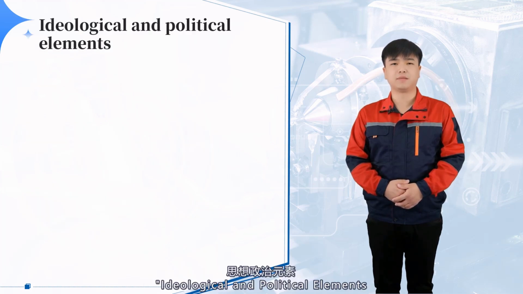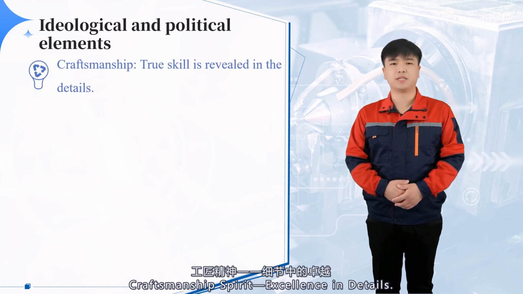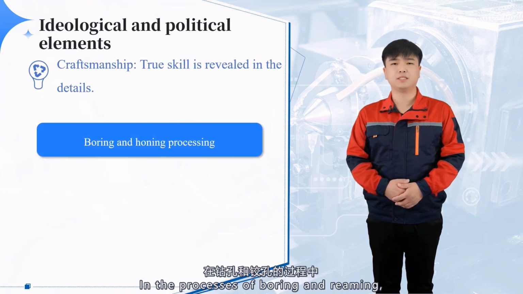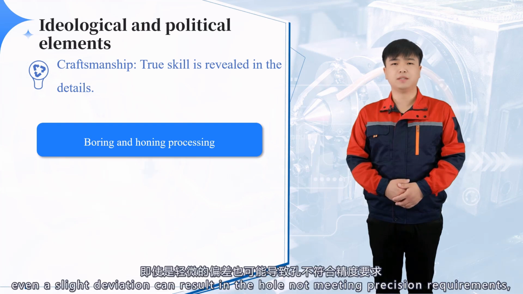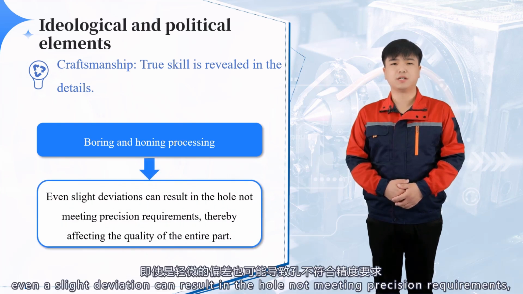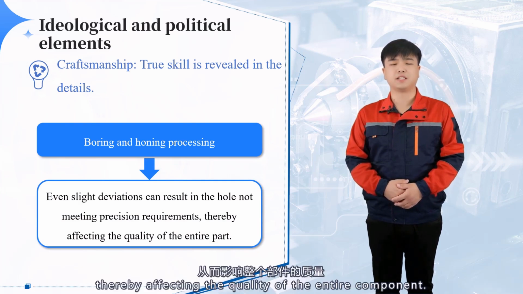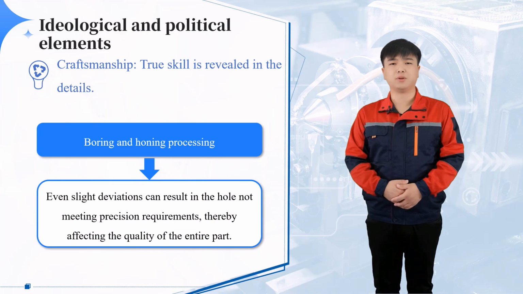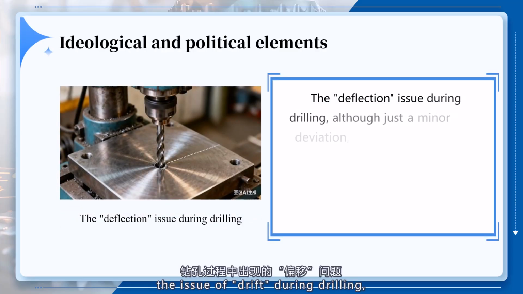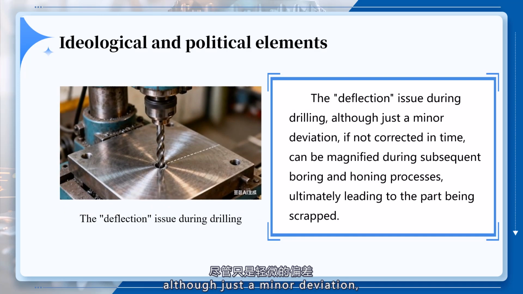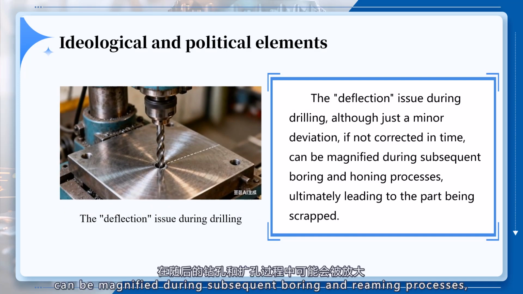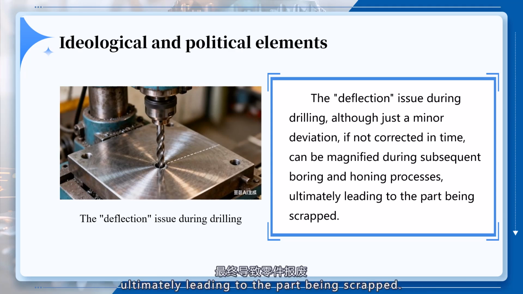Ideological and political elements: craftsmanship spirit, excellence in details. In the processes of boring and reaming, even a slight deviation can result in the hole not meeting precision requirements, thereby affecting the quality of the entire component. For example, the issue of drift during drilling, although just a minor deviation, if not corrected in time, can be magnified during subsequent boring and reaming processes, ultimately leading to the part being scrapped.